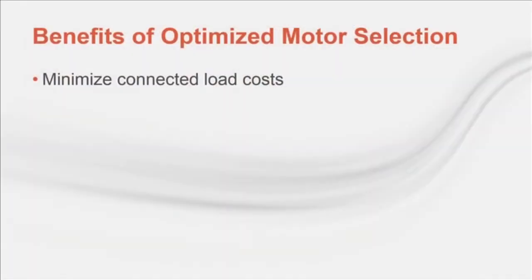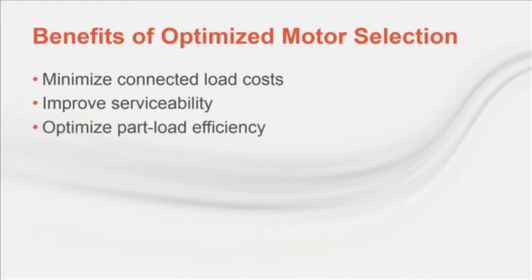Smaller motors are generally less efficient than larger motors. And since an optimized motor selection takes advantage of operation above a motor's full load, it will usually have a slightly lower efficiency at design load, but part load efficiency should be better. Being able to right-size a motor can ensure connected load costs are minimized: smaller wiring, fuses, VFDs, and such. They improve serviceability because you're using physically smaller motors. And as we showed, this approach will also serve to optimize part load efficiency.